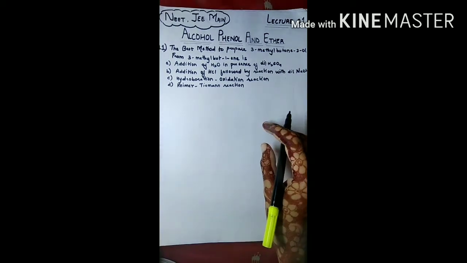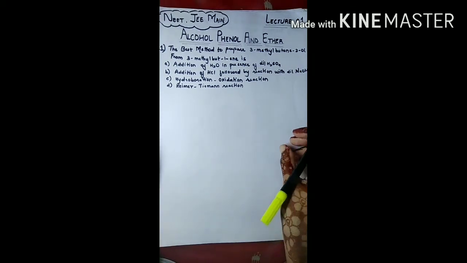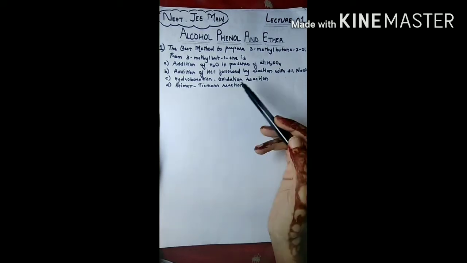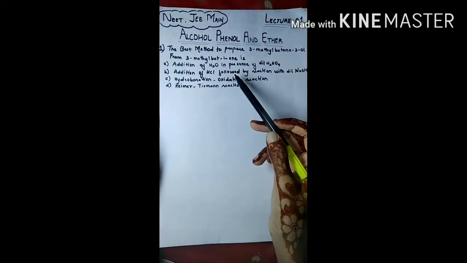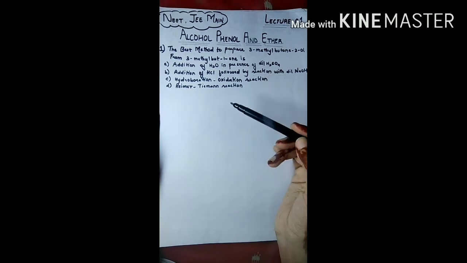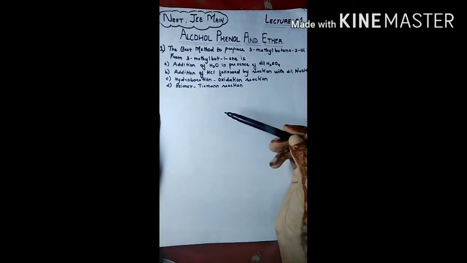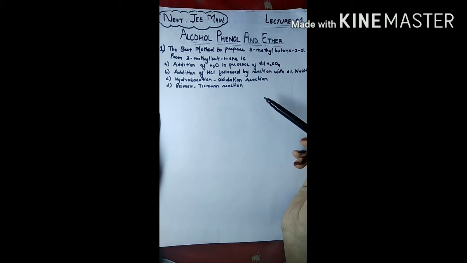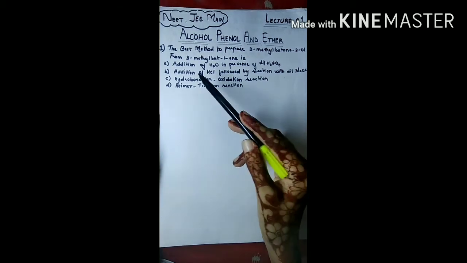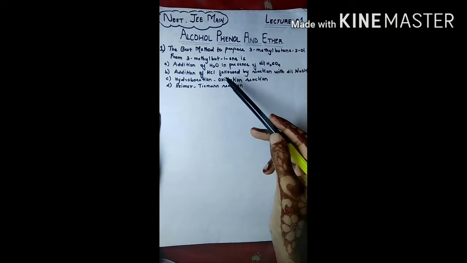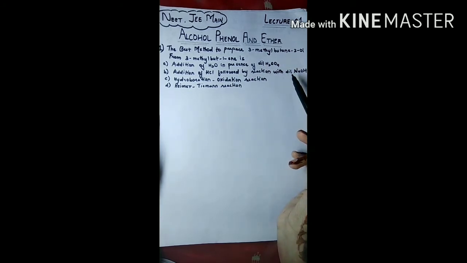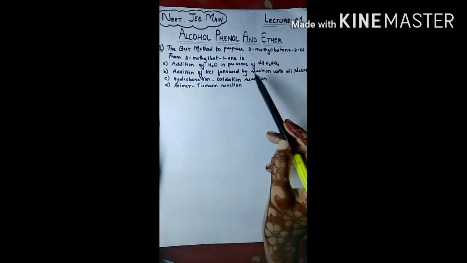The first question we have is: the best method to prepare 3-methyl butane 2-ol from 3-methyl but-1-ene is, and here are the options: addition of water in the presence of dilute H2SO4, addition of HCl followed by the reaction with NaOH, hydroboration oxidation reaction, and Reimer-Tiemann reaction.